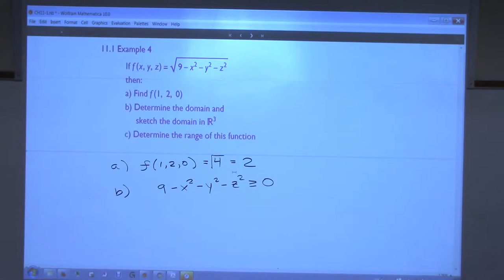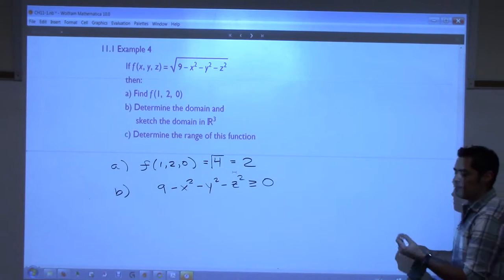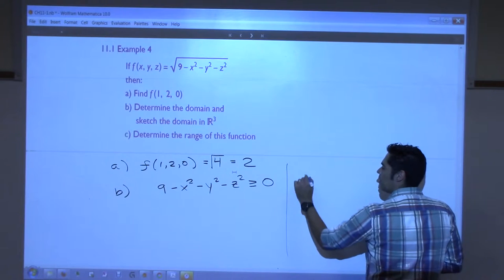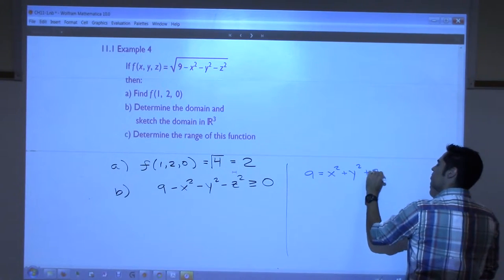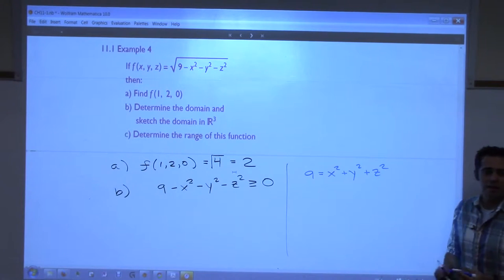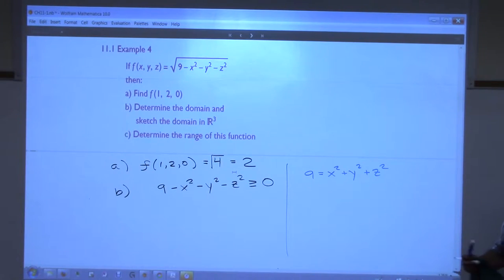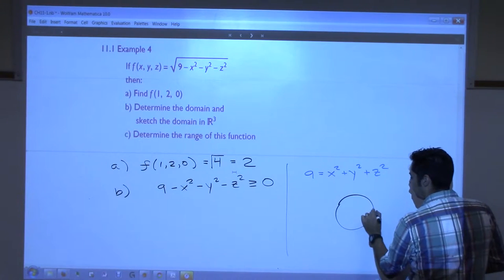What is that? That's a sphere, right? If we convert that into an equality instead of an inequality, we could rewrite that as 9 equals x squared plus y squared plus z squared. That's a sphere of radius 3, isn't it? But it's three-dimensional. So we've got this ball.